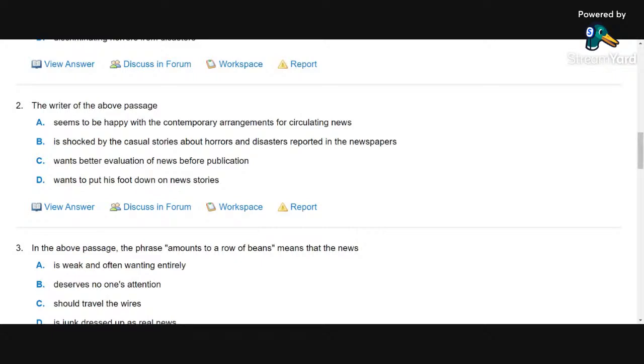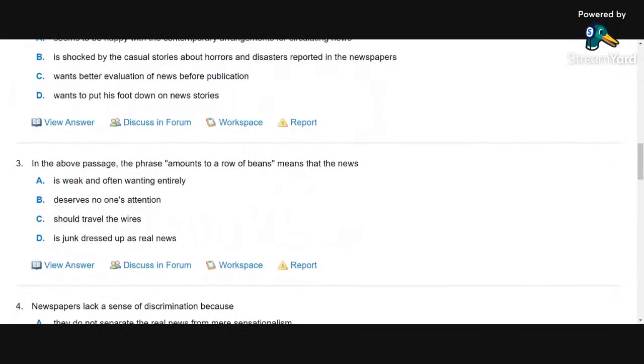It is option C, because the whole idea from the given passage is that before throwing out any junk, any news that comes up for publication, people have to evaluate whether it is valid or necessary, or is it a requirement to publicize it to the people. Without evaluating, the junk is being thrown at people. That is the main concern here. So what he wants is better evaluation of news before publication. So option C is the right answer.